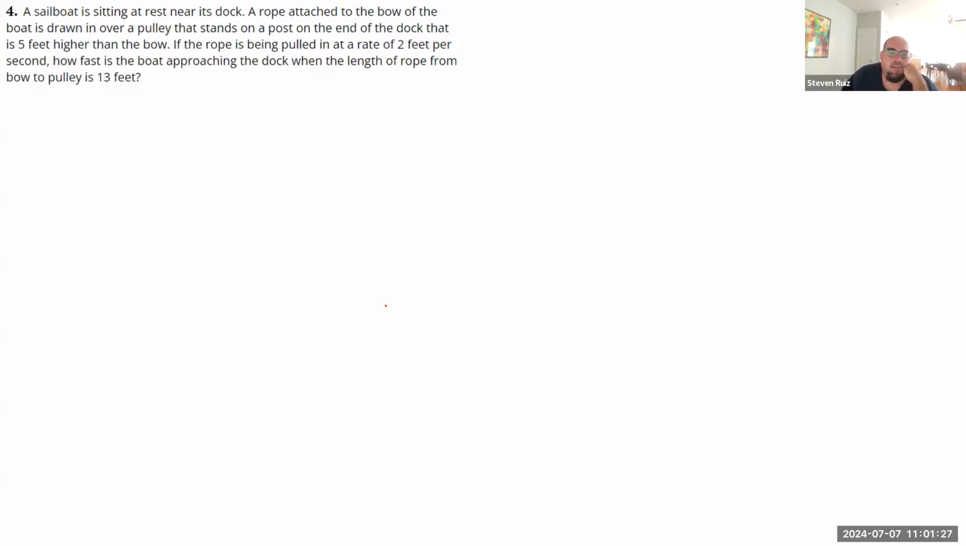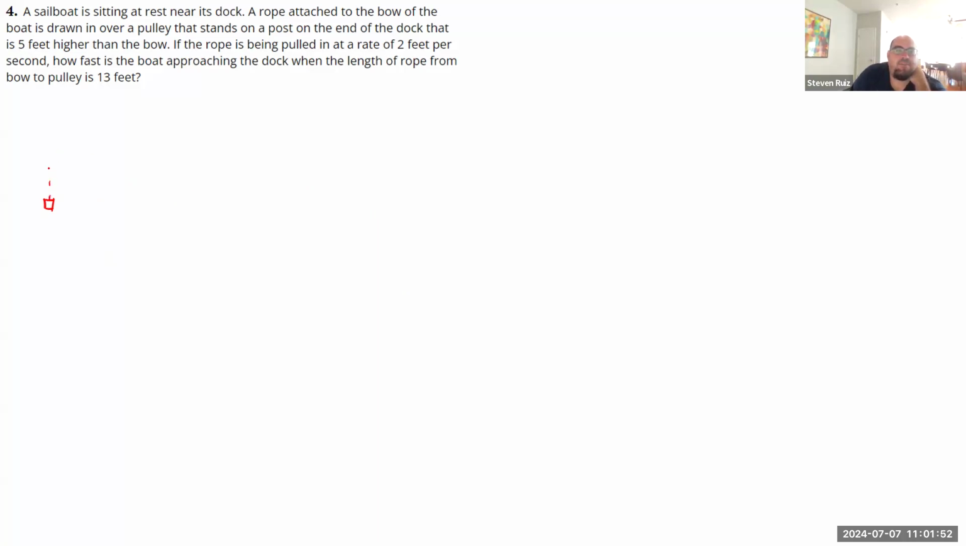Okay, so I'm not even going to try to draw a sailboat. Here's my sailboat, just like that. Again, these pictures don't need to be good or representative of what's going on. They just need to help you organize. So a rope attached to the bow of the boat is drawn in over a pulley that stands on a post that is 5 feet higher than the bow.